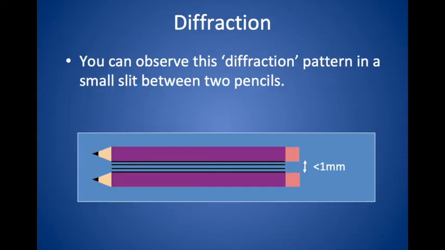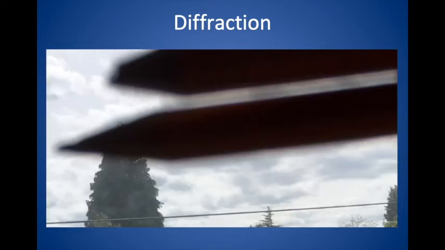And you can actually observe this diffraction. An easy way to do it is take two pencils, hold them together, touching, and then just slightly separate them. And when you do that, you'll actually see this pattern of dark lines in between the pencils. And I actually have a picture of that here. You can see there's these dark lines, at least two of them, between the pencils. So that's diffraction.